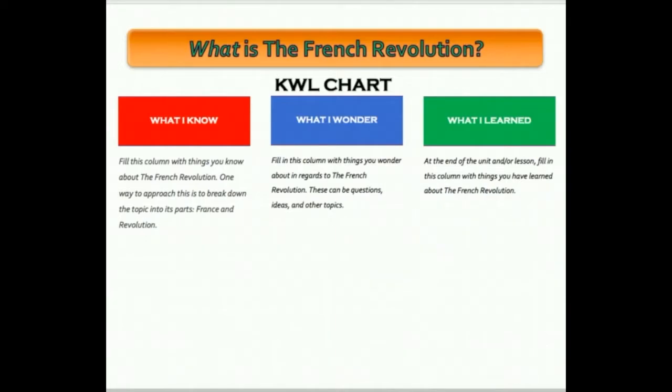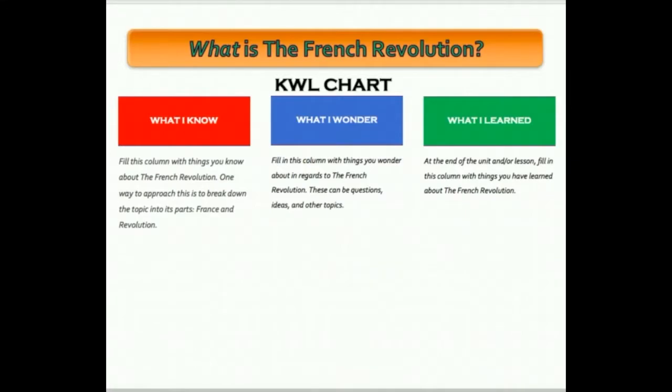To begin, let's ask ourselves, what is the French Revolution? To answer this question, let's organize our thoughts into a KWL chart. A KWL chart consists of 3 parts: what I know, what I wonder, and what I learned. I have separated these 3 parts into the red, blue, and green sections.